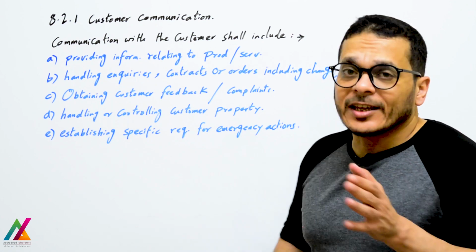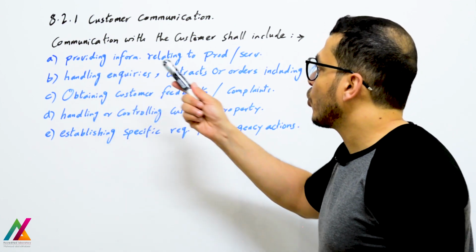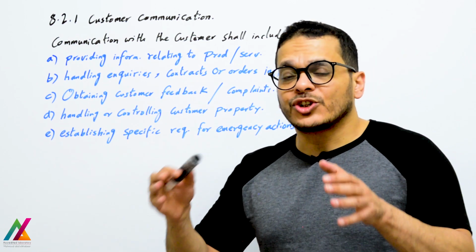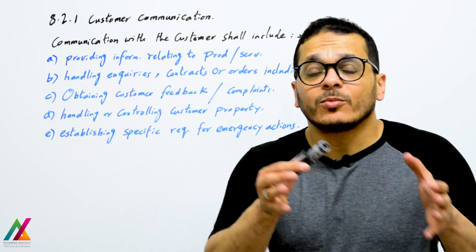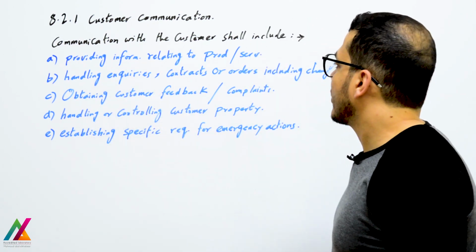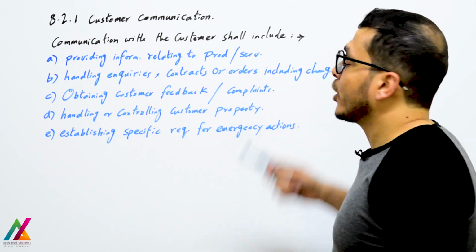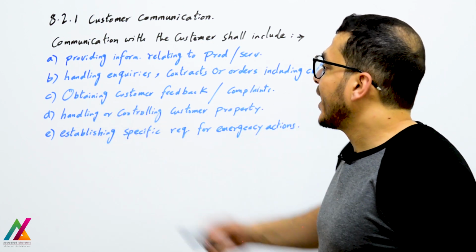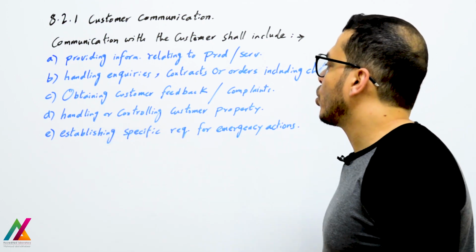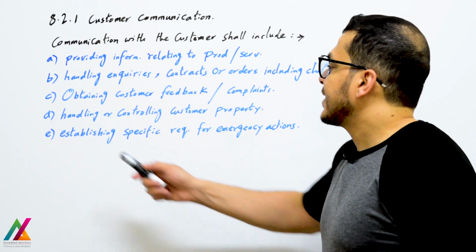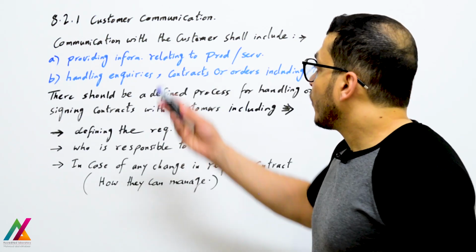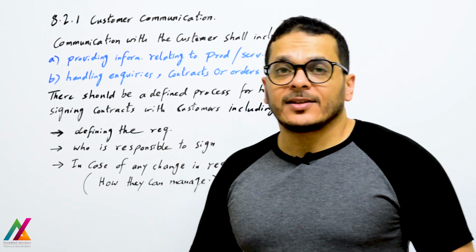Communication with the customer shall include the following points: providing information relating to the product or service provided to him. So you shall collect information from the customer relating to his product or service. Handling inquiries, contracts or orders, including changes, and obtaining customer feedback, including also the complaints. Handling or controlling customer property. Establishing specific requirements for emergency actions.